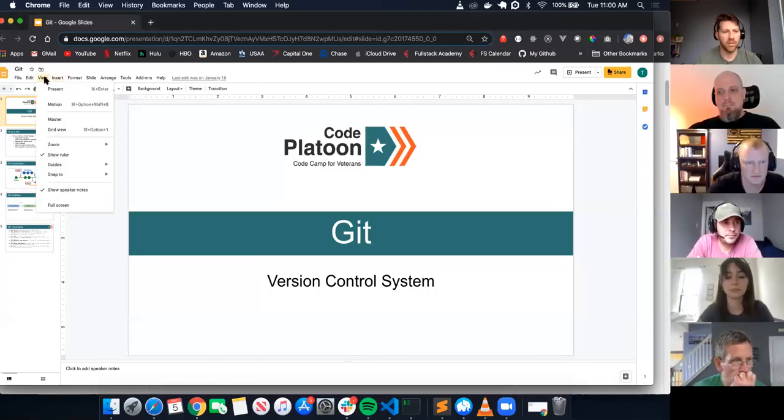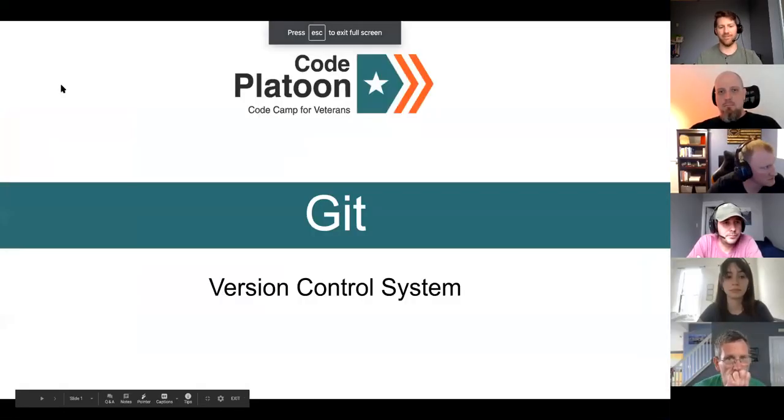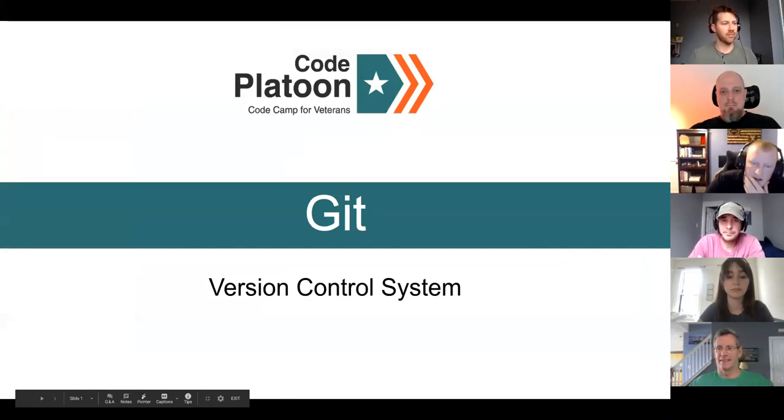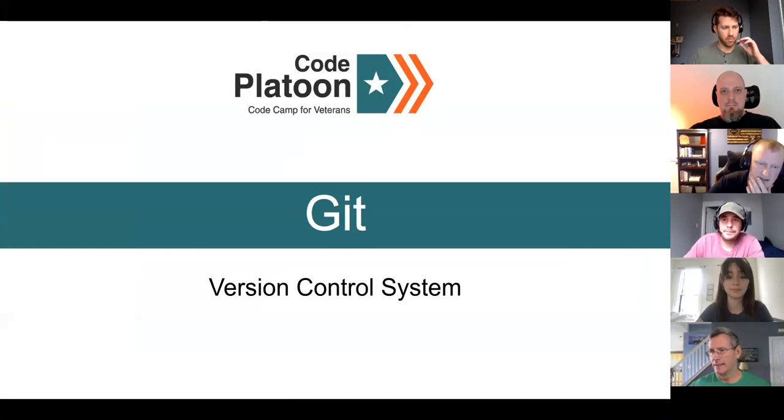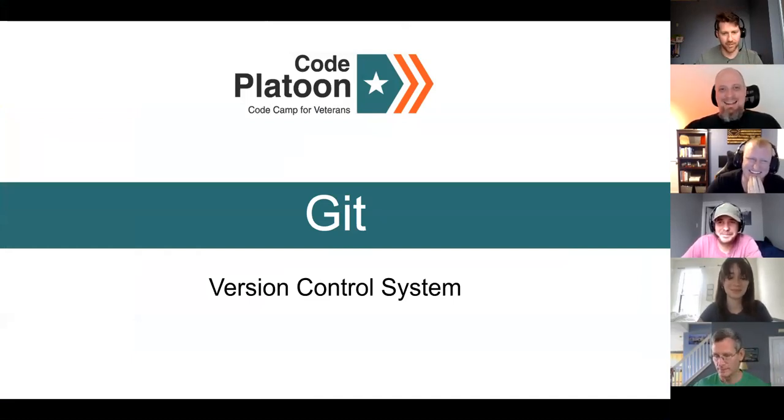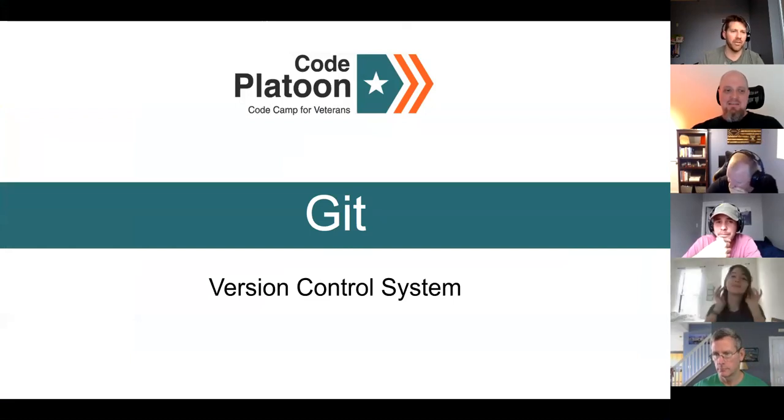All right. Does anybody know what Git is? Nope. A version control system. Oh, yeah. Nice. Yep. So there's Git, there's GitHub. What is the difference between Git and GitHub? For example, what is GitHub?